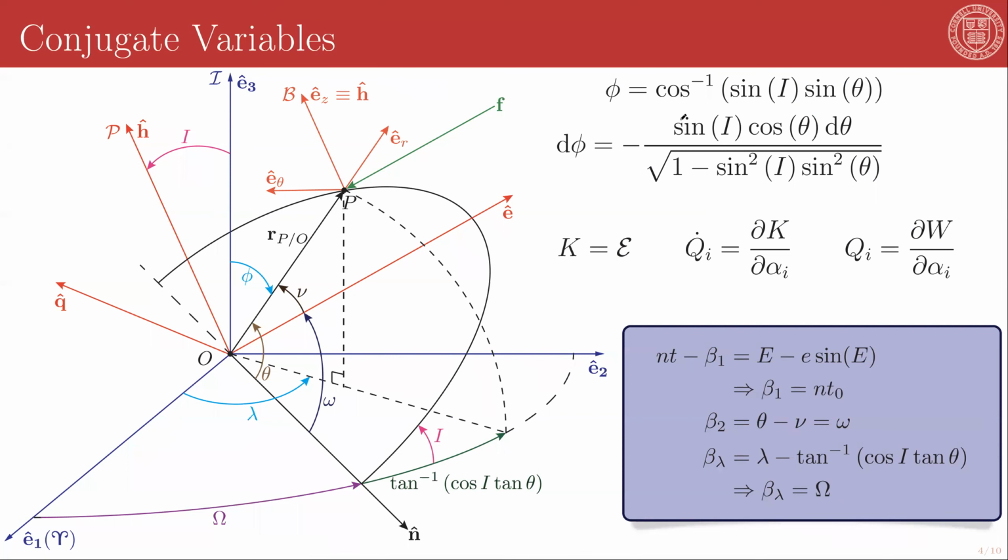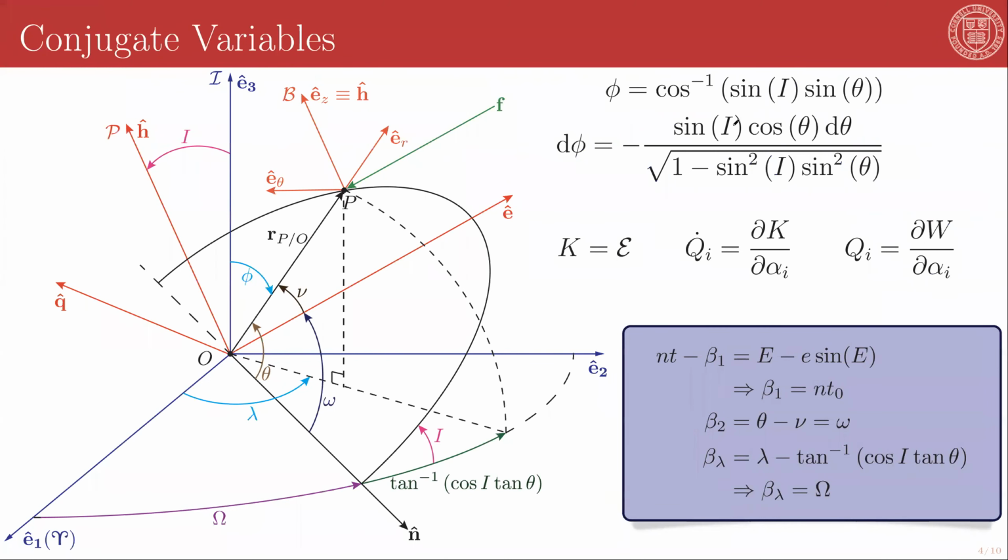If you put all of that together, then you find that phi is the arc cosine of sine I sine theta. The derivative, d phi, can then be evaluated as sine I cosine theta d theta over the square root of 1 minus sine squared I sine squared theta, again under the assumption that theta is the only thing that is changing here, because for a pure unperturbed two-body orbit, I is constant, and only theta has a time-varying component via the new piece.